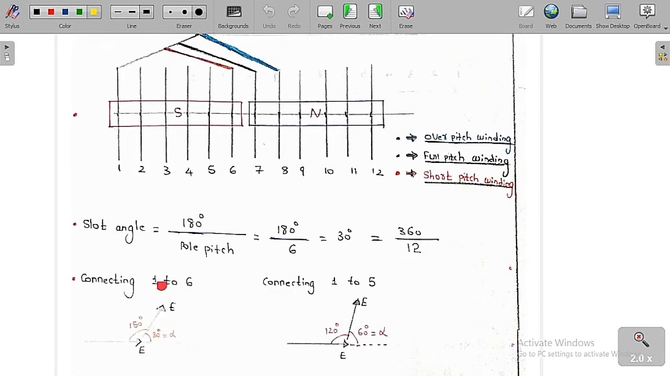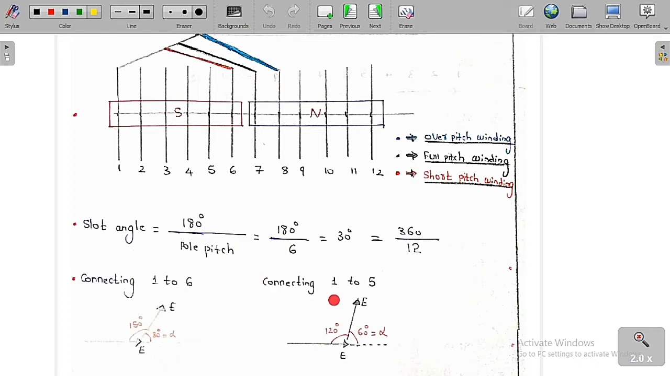You can see clearly, I am going to connect conductor 1 and conductor 6. Between the 1 and 6 conductors, there are 5 slot angles: 1, 2, 3, 4, 5. One slot angle is 30 degrees, so 5 into 30 is 150. So this is the 150 angle. If this is 150, the overall angle is 180, so 180 minus 150 is 30 degrees. This 30 degrees I am going to represent by the symbol alpha, the angle between these two.